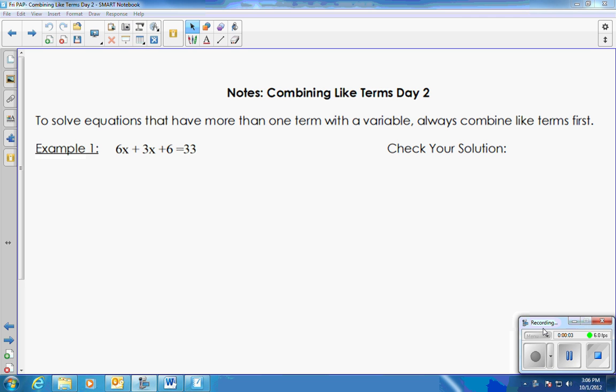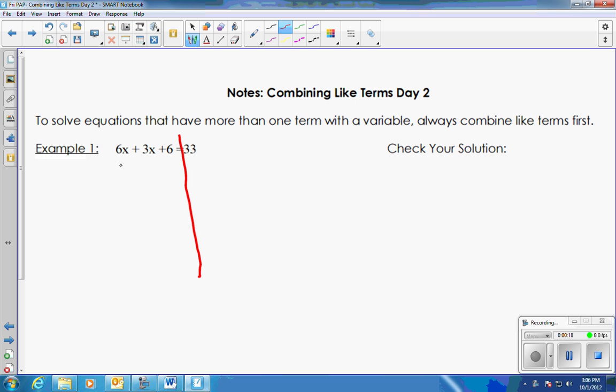This lesson is the second lesson in combining like terms, and today we're going to do some combining like terms within equations. So the first thing we want to do is I like to draw a line down through the equal sign to help us keep everything separated. So what I'm going to be looking at is how many x's do I have, how many constants do I have. So this is 6 x's and 3 x's. That gives me 9 x's. And then this guy doesn't have anything to combine with, so he's just a plus 6.